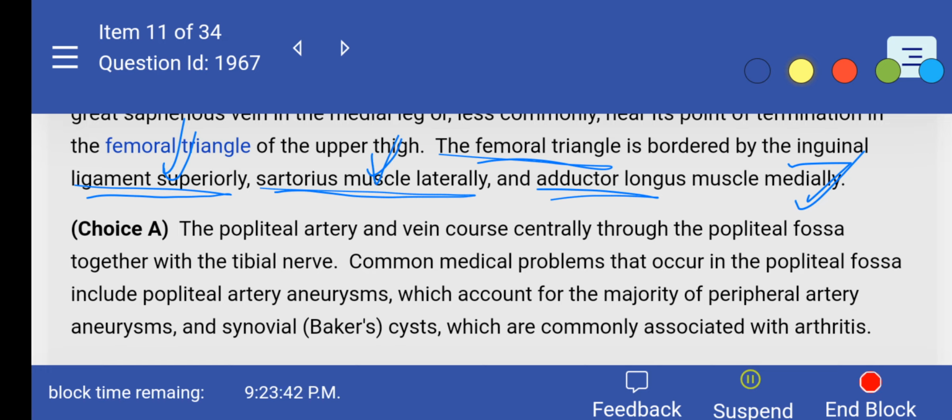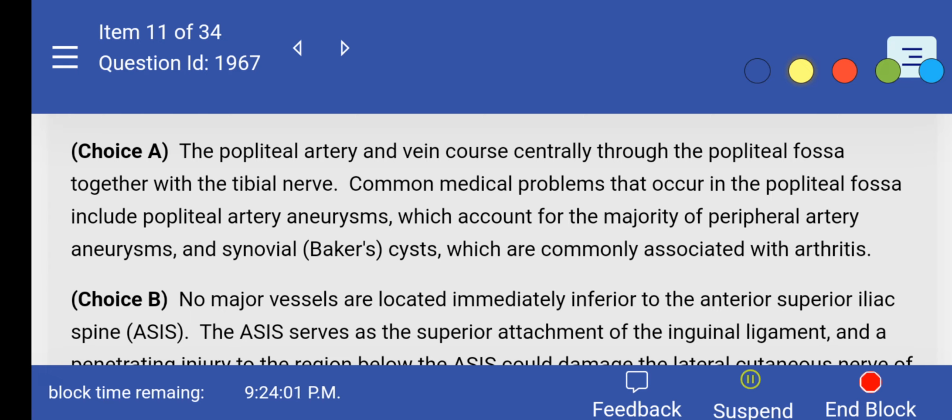Why not option E? The popliteal artery and vein course centrally through the popliteal fossa together with the tibial nerve. Common medical problems that occur in the popliteal fossa include popliteal artery aneurysms, which account for the majority of peripheral artery aneurysms, and synovial, that is Baker, cysts, which are commonly associated with arthritis. Important: the association of Baker cyst with arthritis.